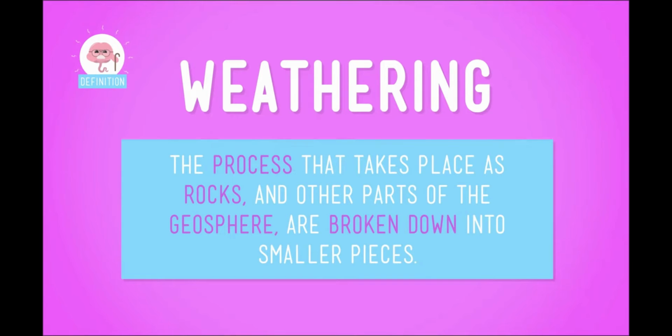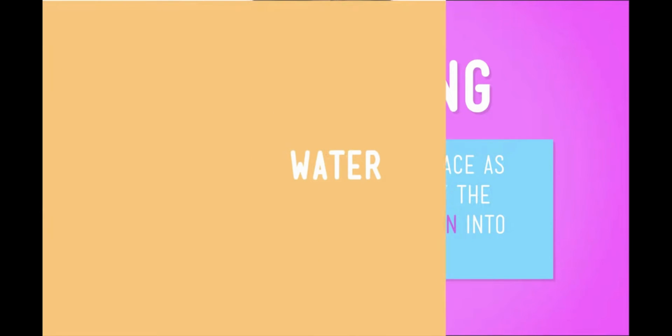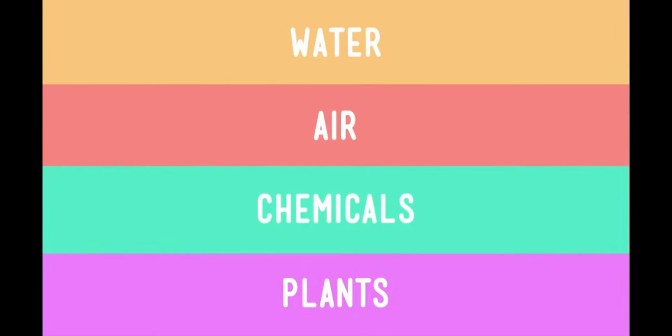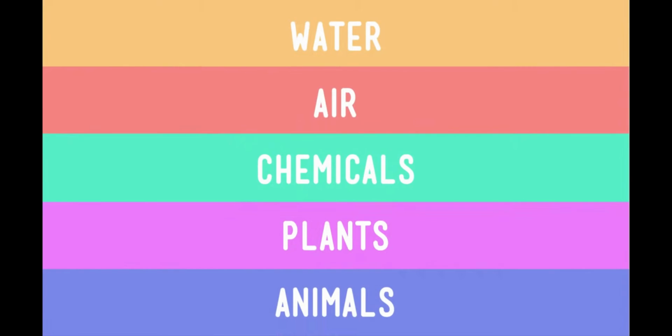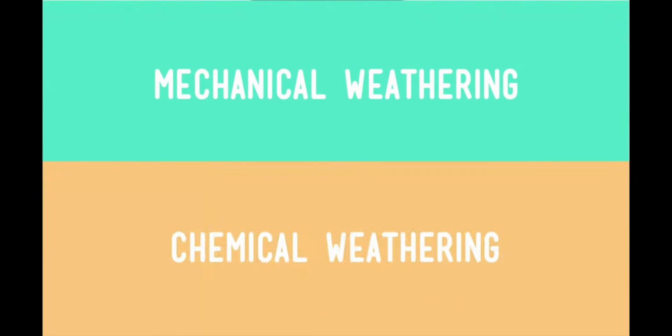To understand that, we need to discuss weathering. I'm not talking about the weather, like if it happens to be sunny or cold or foggy outside your window right now. I'm talking about weathering, the process that takes place as rocks and other parts of the geosphere are broken down into smaller pieces. Weathering can be caused by water, air, chemicals, plants, or even animals, including us. And there are 2 types of weathering you need to know about: mechanical weathering and chemical weathering.